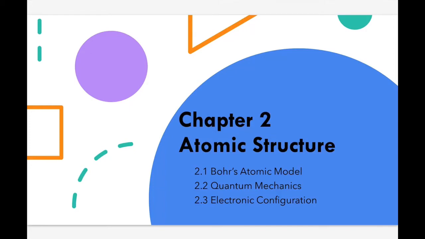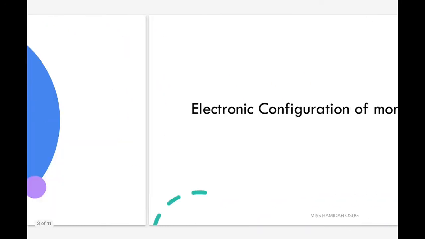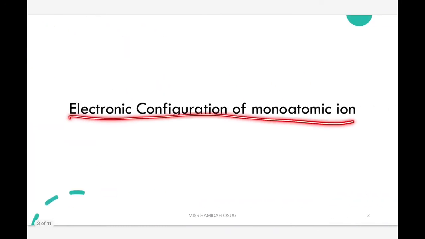Hello everyone, welcome back to our chemistry class. We are still in 2.3 electronic configuration part C. So in this video, we will be talking about electronic configuration of monoatomic ion.